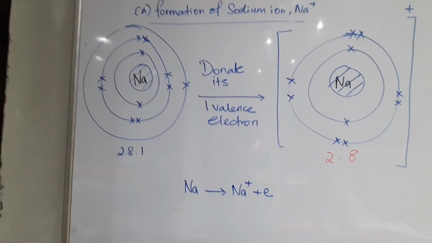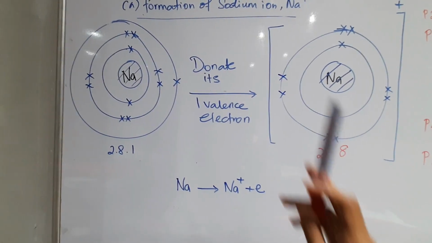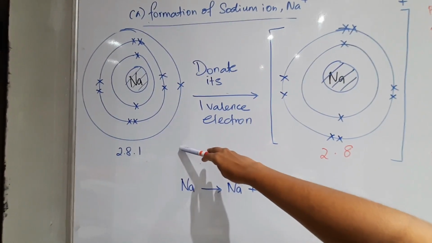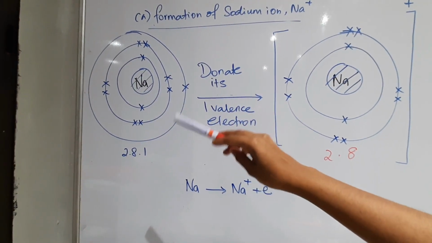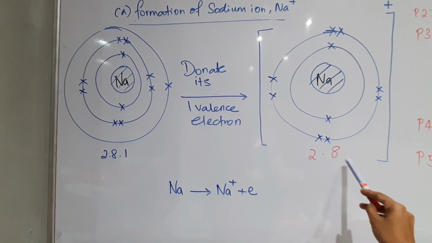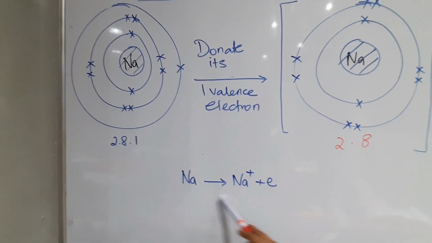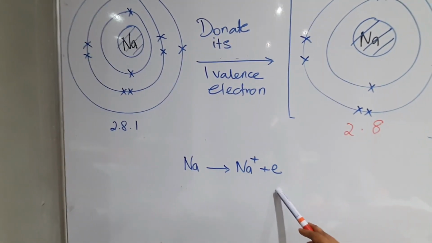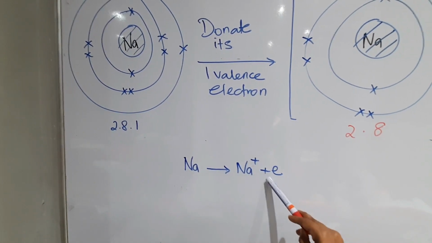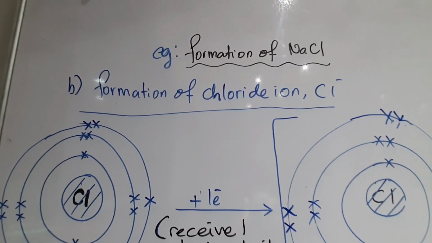Okay, now based on this diagram illustration, you can understand how the sodium atom becomes sodium ion. The sodium atom which has electron arrangement 2,8,1 donates its one valence electron and forms sodium ion which is 2,8. So with this you are able to write the half equation. The half equation for the formation of sodium ion is Na arrow Na+ plus e-. Okay, stage 2 will be the formation of chloride ions.